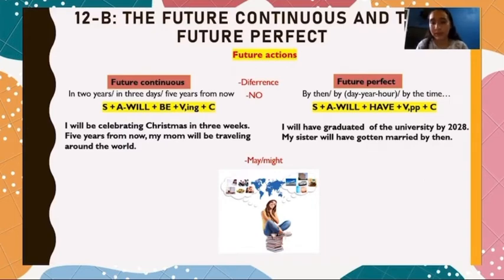I don't know if I am being clear with this explanation. And in future continuous, we can change the auxiliary will for may or might. I may be celebrating Christmas in 3 weeks. And when we want to use this structure in negative form, the only thing that changes into negative is the auxiliary will. Sorry. And that's basically what I learned.